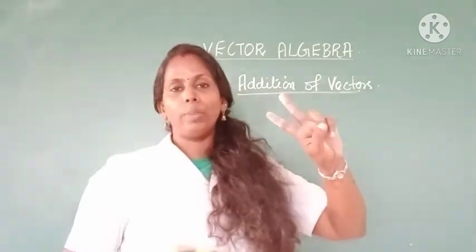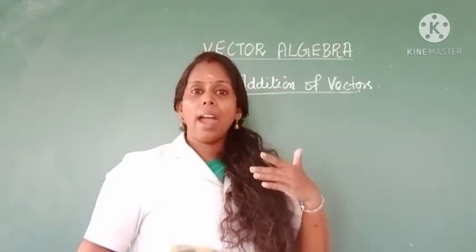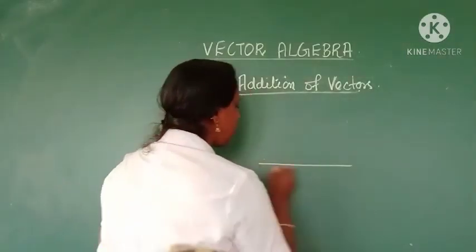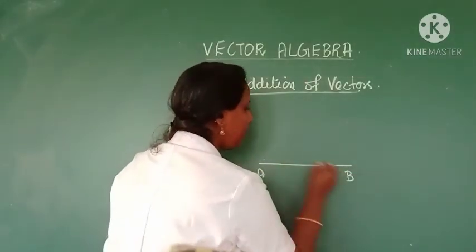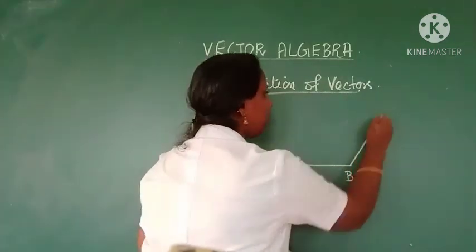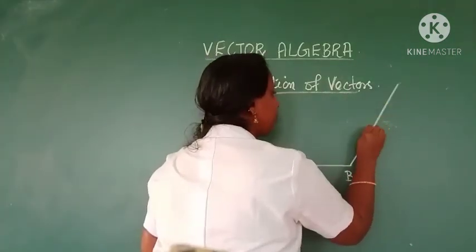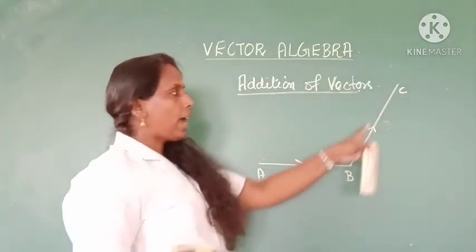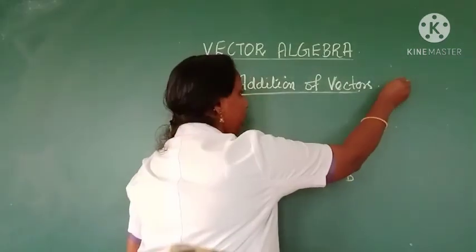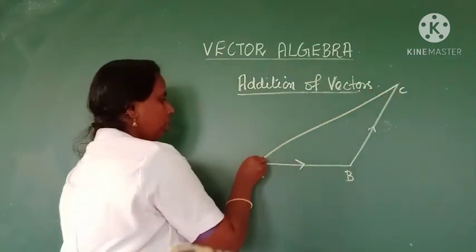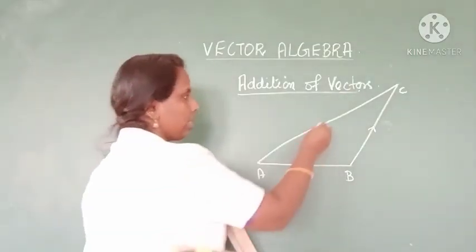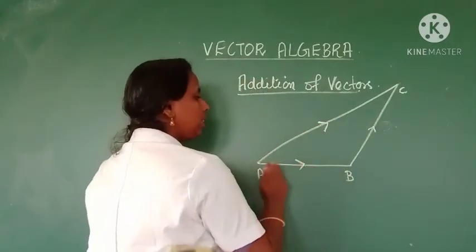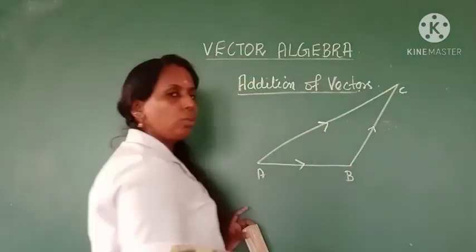Suppose we have two vectors, then how can we add these two vectors? Listen, suppose there is a vector AB and another vector BC. Okay, there are two vectors AB and BC. Now join AC. So this AC vector represents the sum of these two vectors.